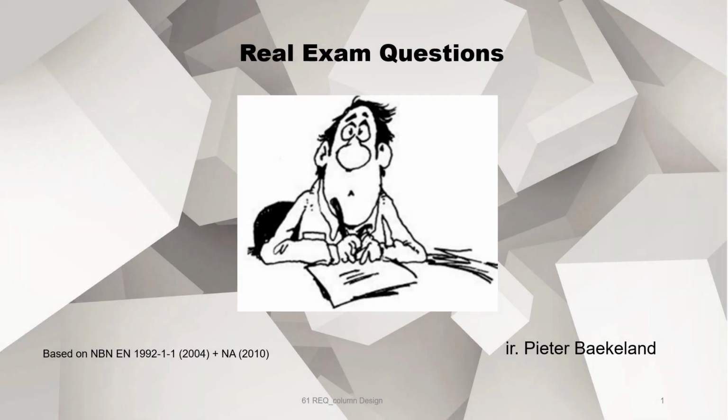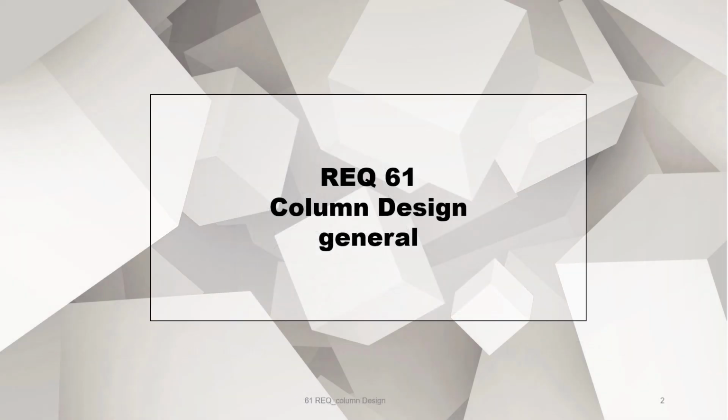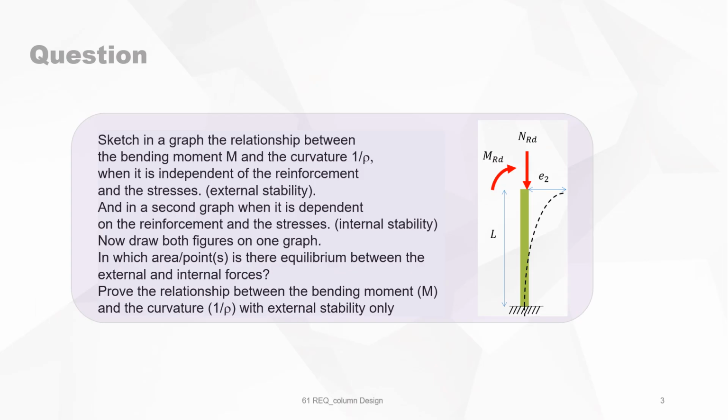Real exam questions. This is question 61. It's about column design in general. Sketch in a graph the relationship between the bending moment M and the curvature 1 over rho.